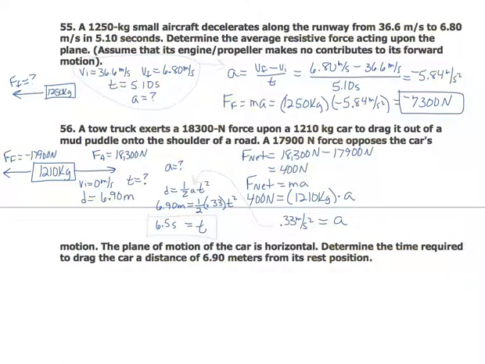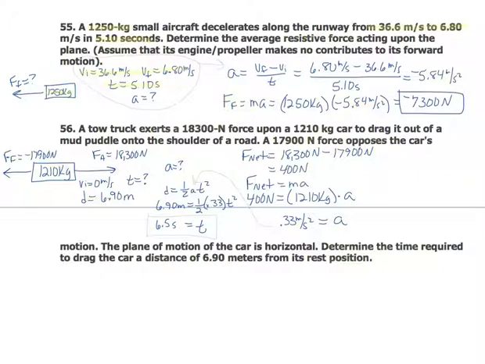Okay, we'll have a discussion here on these last few problems that you were working on in class. A 1,250 kilogram small aircraft decelerates along the runway from 36.6 meters per second to 6.8 meters per second, which is going to be our initial and final velocities. And it says in a time of 5.10 seconds. I know nothing about acceleration at this point.